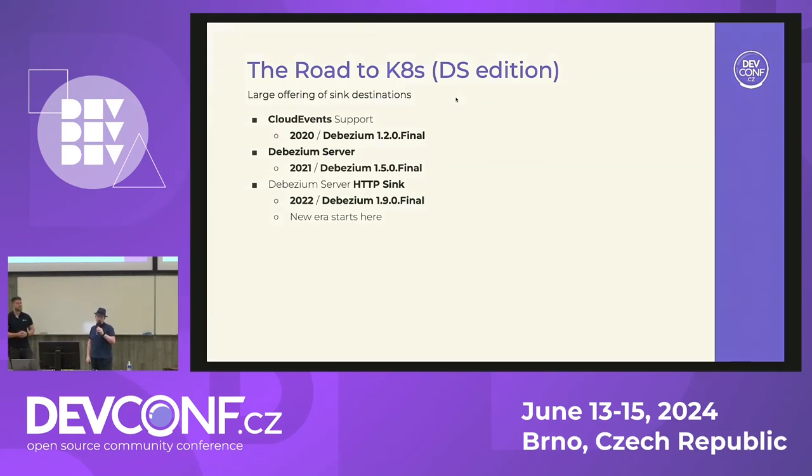The idea of actually using Debezium on top of Kubernetes is as old as Debezium 1.2, and it goes all the way back to 2020 when we received an external contribution for supporting CloudEvents as a format for our change events. Then in 2021, we actually released the Debezium Server. That gave us an alternative to running only in Apache Kafka. And then an important milestone came with Debezium 1.9 just 2 years ago.